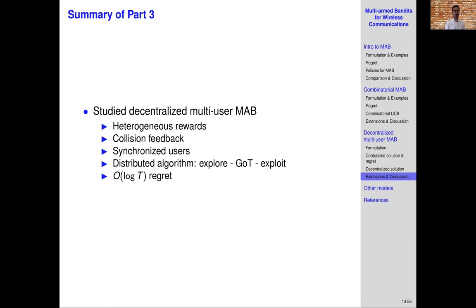So I'd like to close this part by giving a summary. In this part, we studied the decentralized multi-user MAB. We mainly considered the case with heterogeneous rewards and collision feedback and synchronized users. We saw a distributed algorithm that has three phases: explore, GOT, and exploit, and showed that it achieved logarithmic in T growth of regret, which is order optimal regret. We also studied several different extensions of the problem.